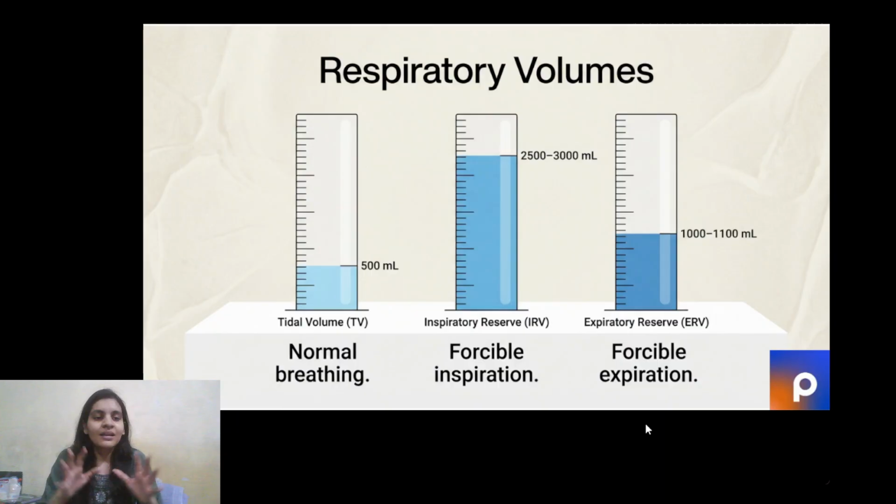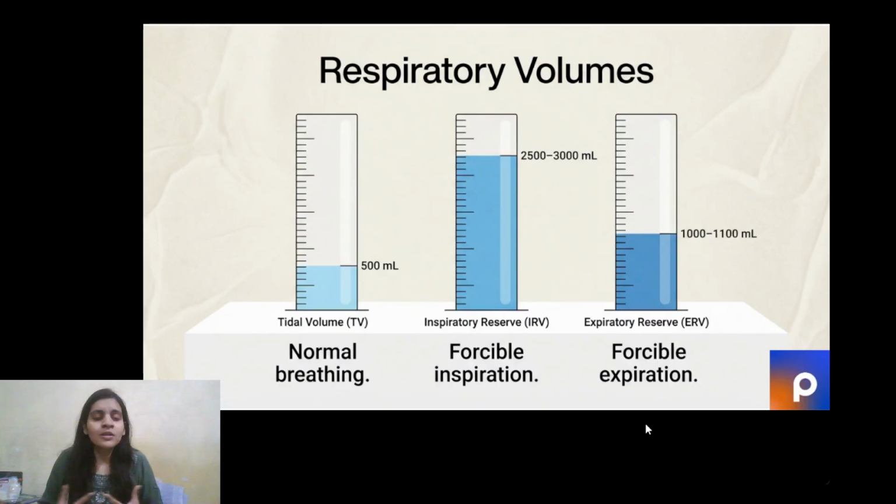So you see, these are some respiratory volumes that you really need to know about. The first one is tidal volume. Tidal volume is the volume of air in your lungs during normal breathing. Normal breathing consists of inspiration and expiration. Normal tidal volume is 500 ml.